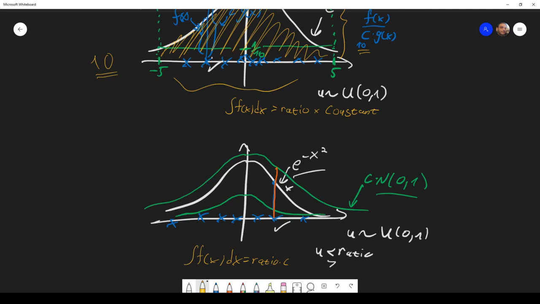Now, just to make sure that you understand, this ratio is not equal to this ratio. This ratio is calculated for each point individually. And this other ratio is the ratio of all the points that you accepted to all the points that you drew in general.